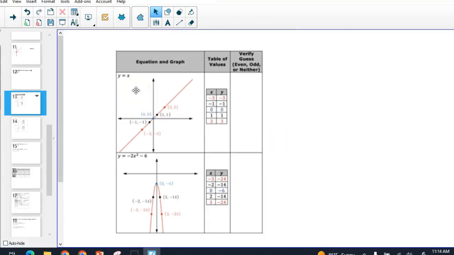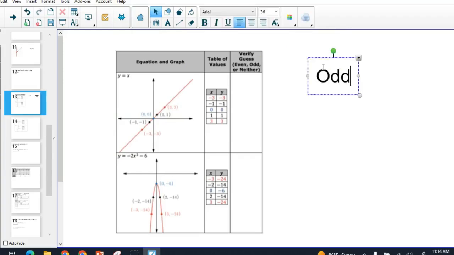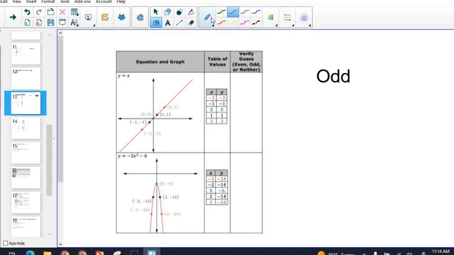If you remember from our last video, our graph here, y is equal to x, is going to be an odd function, because we are symmetrical across the origin and our endpoints are going in opposite directions. So if we notice here, our little points back and forth are symmetrical and we're going off in different directions. Okay, let's see how this can help us with tables.